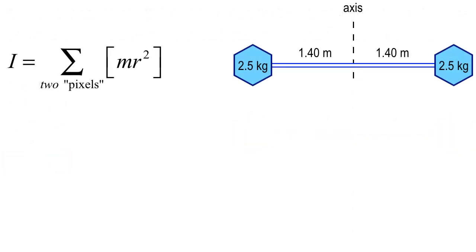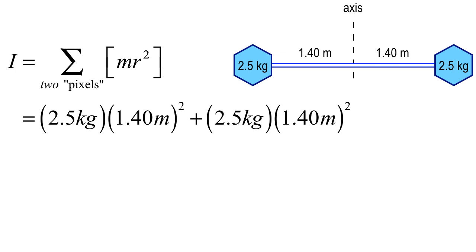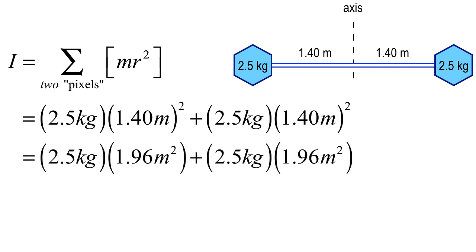If you feel like writing down the calculation, a few of you got tripped up. Here's all you have to do. You have 2.5 kilograms for M, and then 1.4 meters quantity squared, and then you have 2 of them. 1.4 meters quantity squared is 1.96 square meters. Multiply those together and add them up, and you get 9.8. Okay, now here's what I want you to think of.